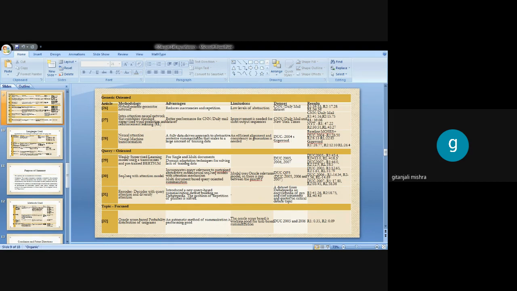Next is the query oriented summary. In the first article, 29, a weakly supervised learning model is used. By using this, for single and multi-document, domain adaptation techniques are used for solving the lack of training data. Here the single document and multiple document are both used, and there we use the DUC 2005, 2006, and 2007 documents. These are the outputs or results of that.